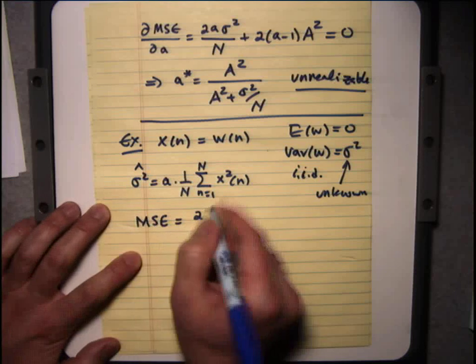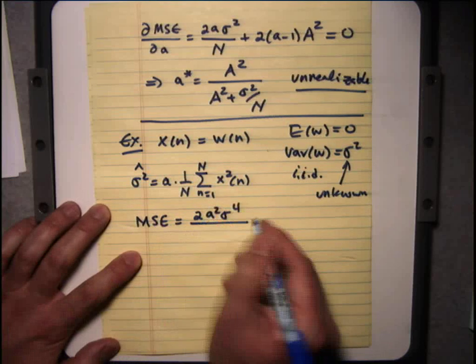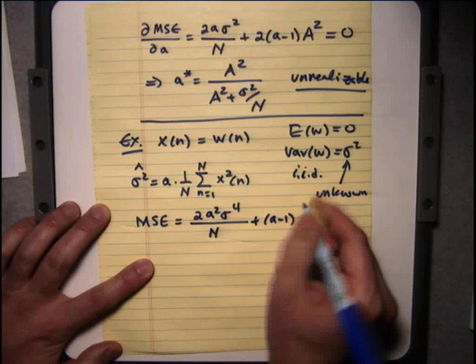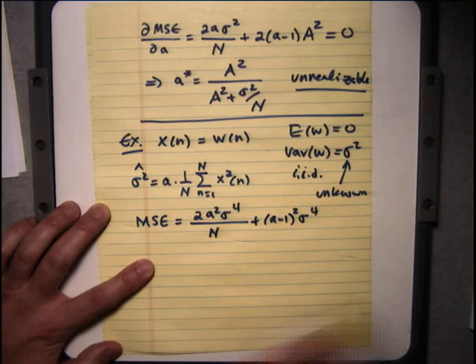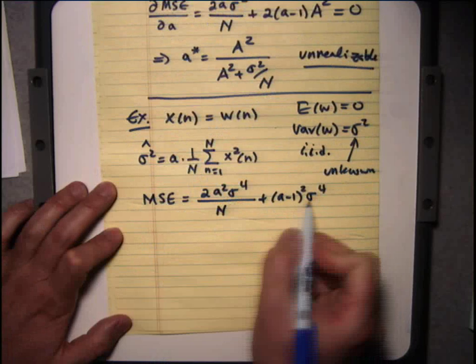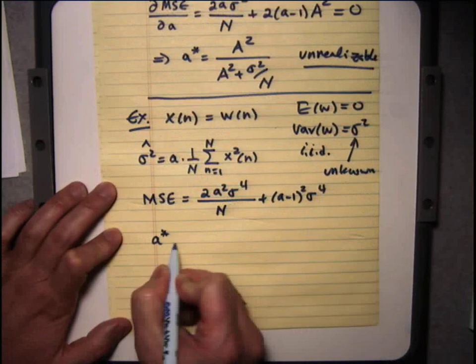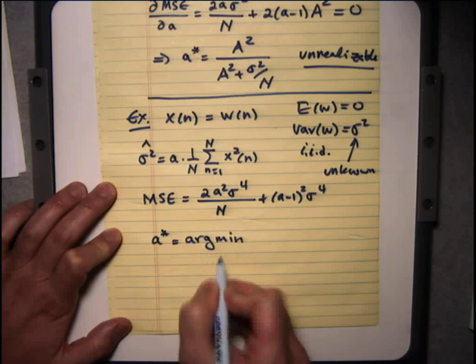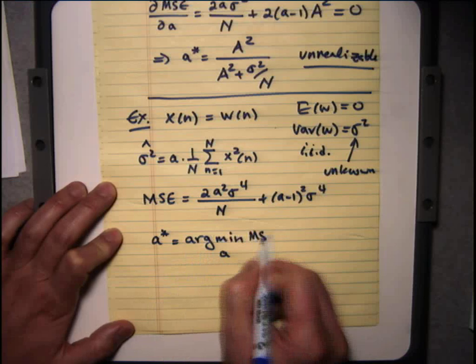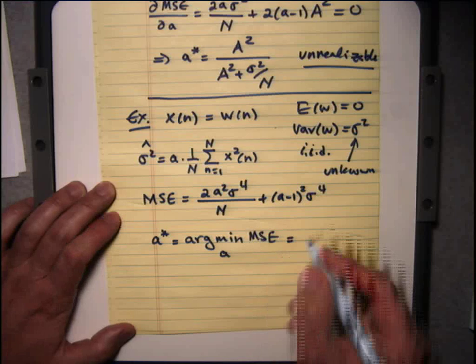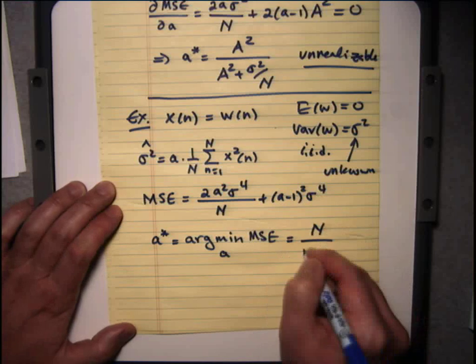So you get 2A squared sigma to the 4th divided by N, plus (A minus 1) squared sigma to the 4th. And again, you want to minimize this with respect to A. So your A star is going to be, this is how we write this, arg min, the argument that minimizes the mean squared error over A. I'm just teaching you a little notation here, so this is nothing fancy. And it turns out that this is N divided by N plus 2.